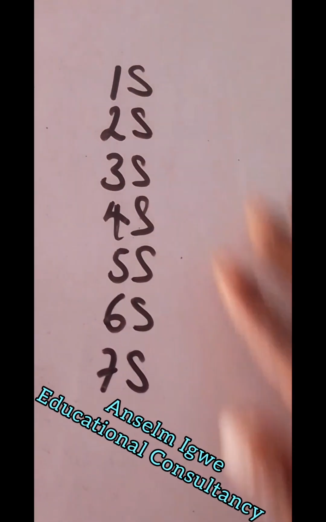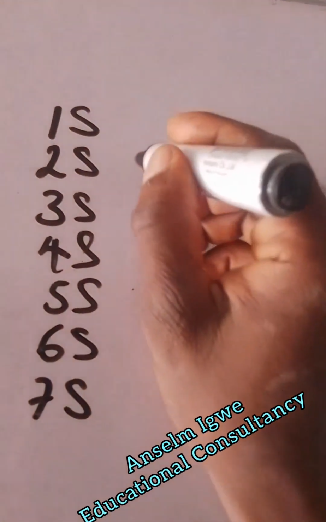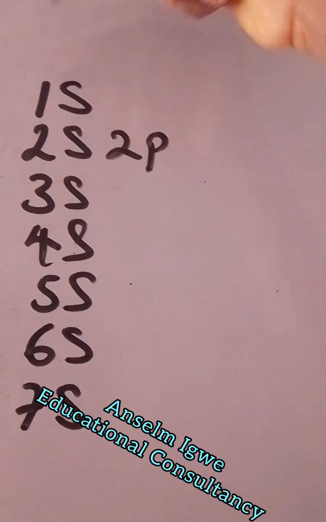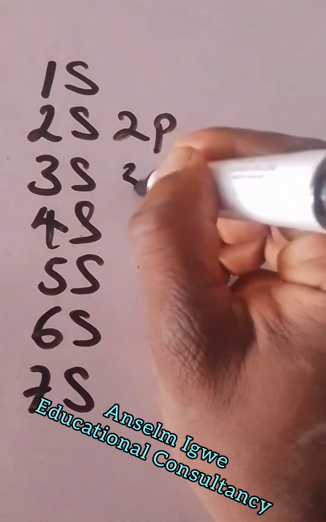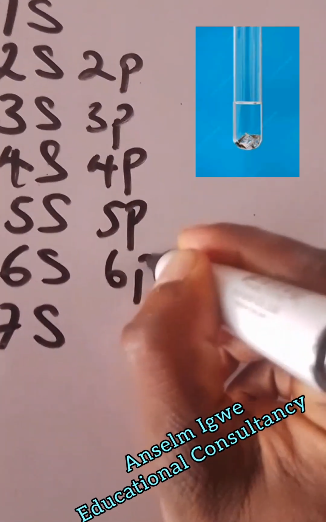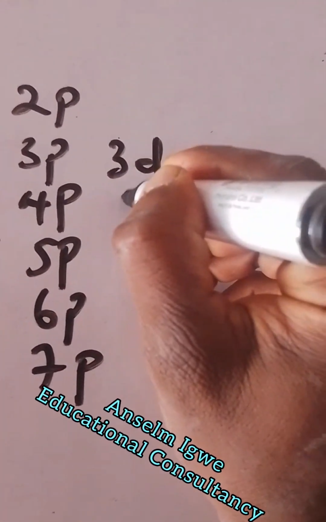And this s means s orbital of each of these shells. We can also write 2p. There is no 1p. First shell has no p orbital. 3p, 4p, 5p, 6p, 7p. You start from here, 3d, 4d.